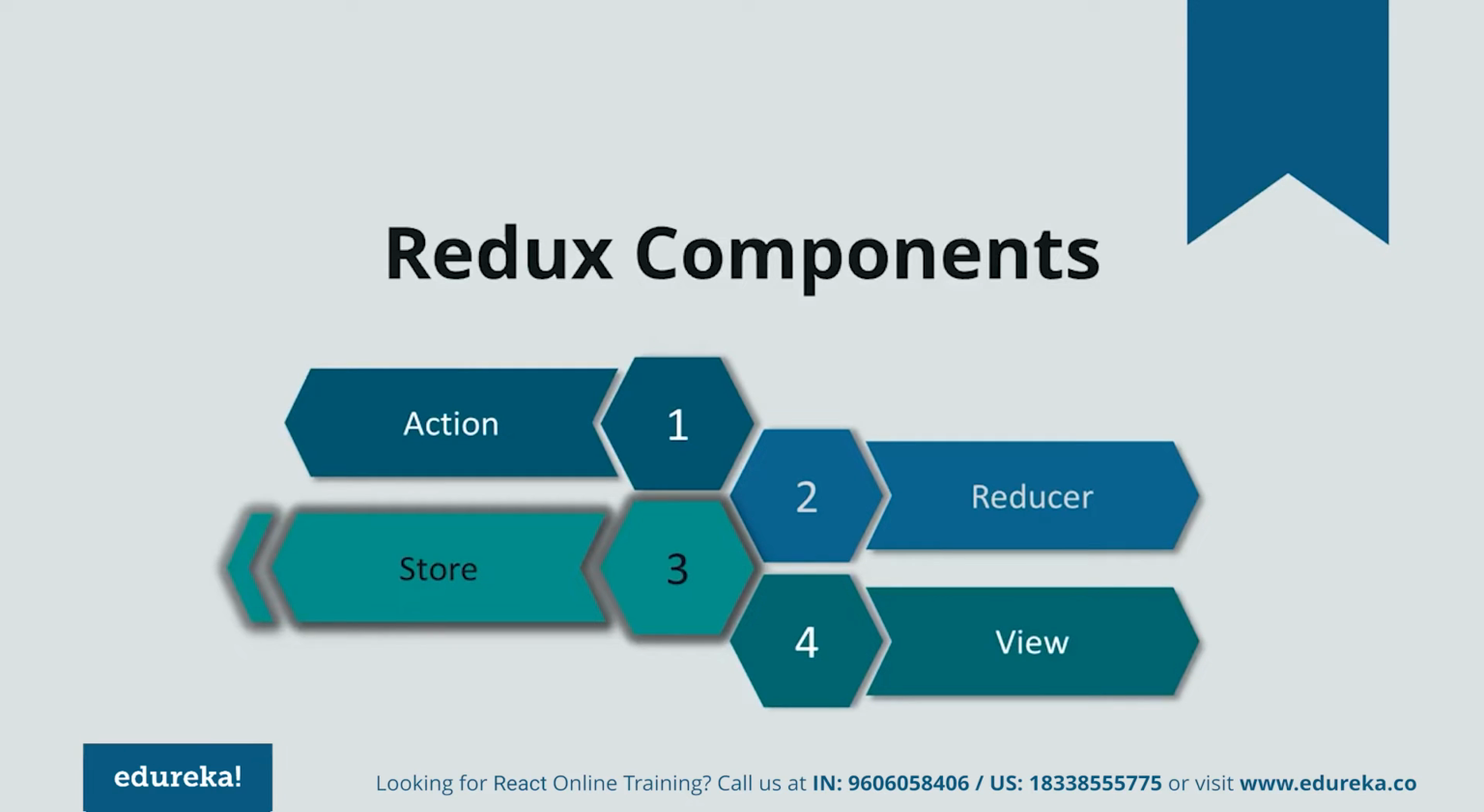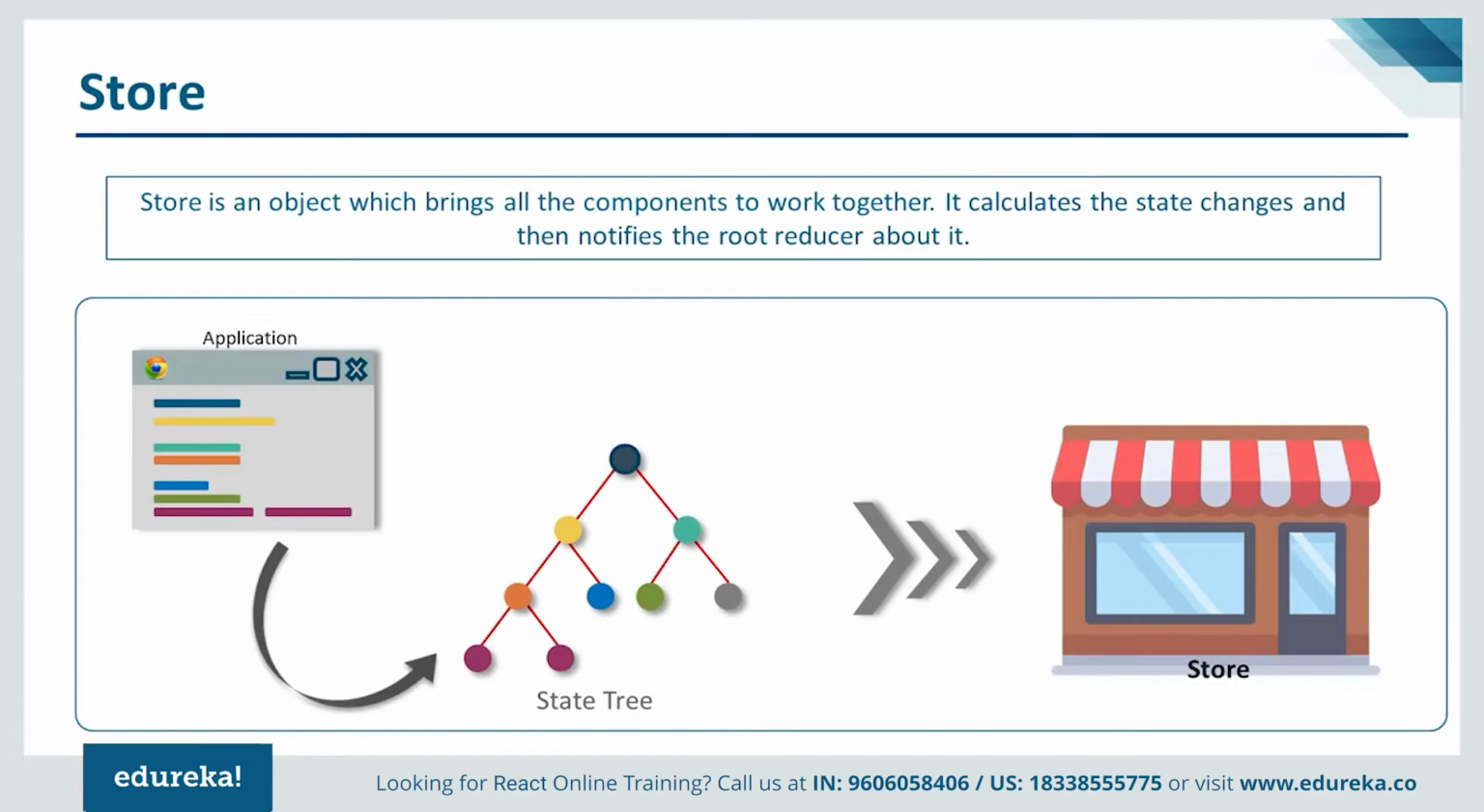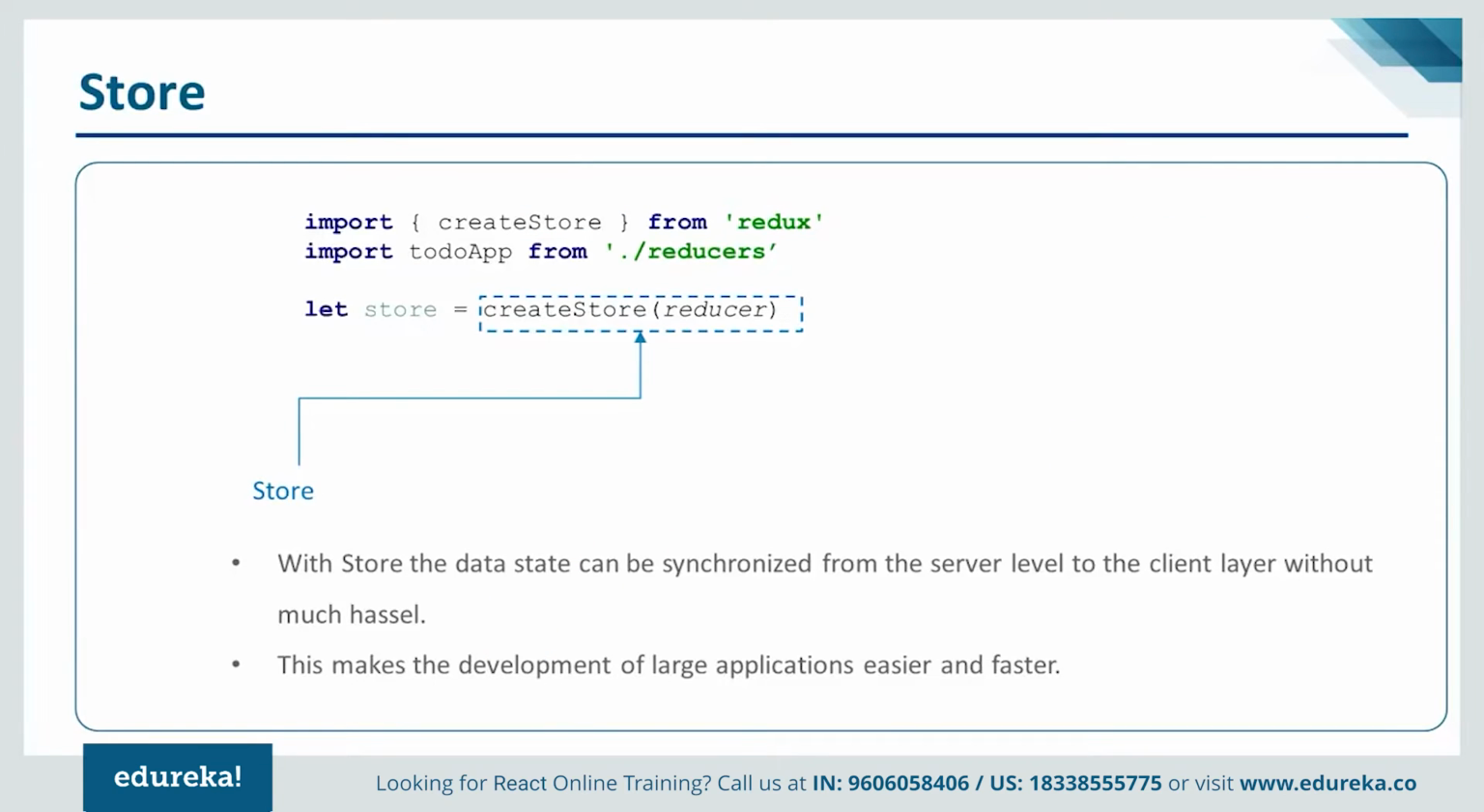Now we'll talk about the third component, which is again a very important component, the store. So store is an object which brings all the components to work together. It calculates the state changes and then notifies the root reducer about it. This is a very important point to understand, that there could be multiple reducers, but store will always be in communication with the root reducer only. So that is how we implement the store.